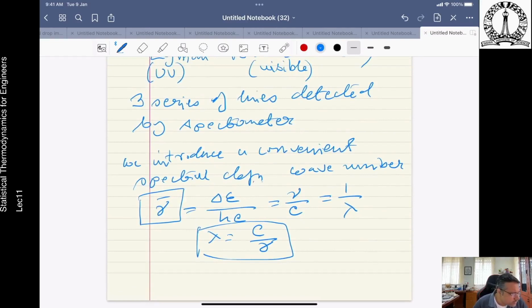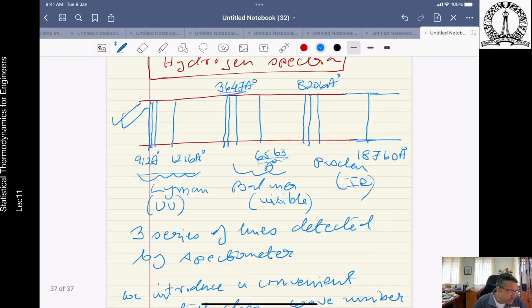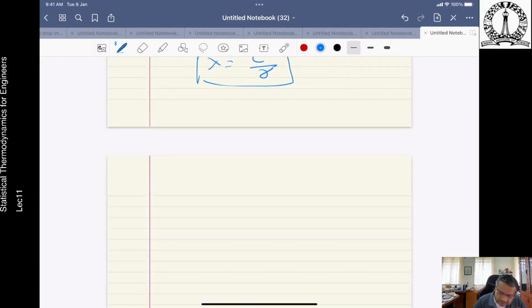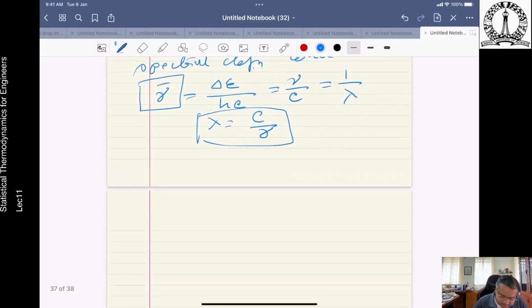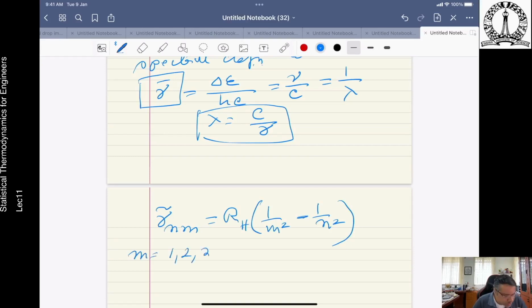So employing this particular definition, the discrete wavelengths of all spectral lines that we have seen over here, all spectral lines in the figure, can be empirically correlated via Rydberg's formula. If you look at the n to m transition, it is given by the Rydberg formula, 1 over m squared minus 1 over n squared. m is equal to 1, 2, 3.